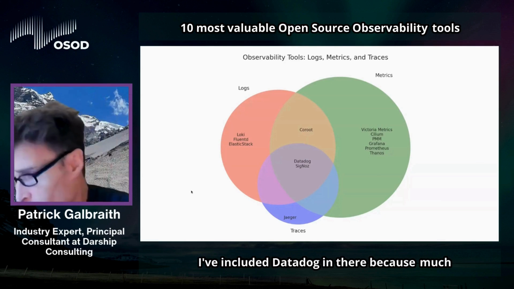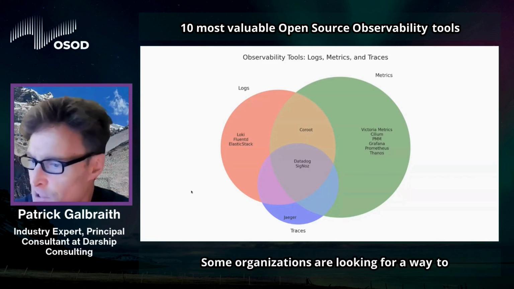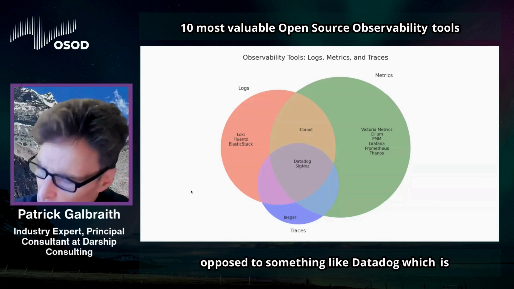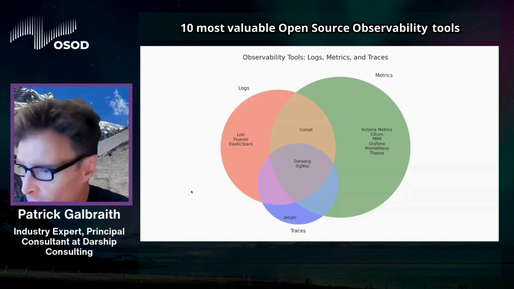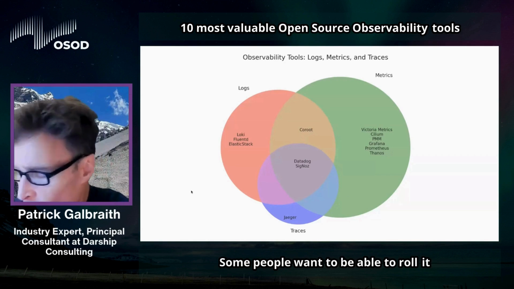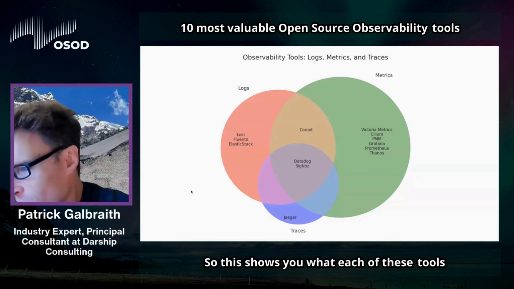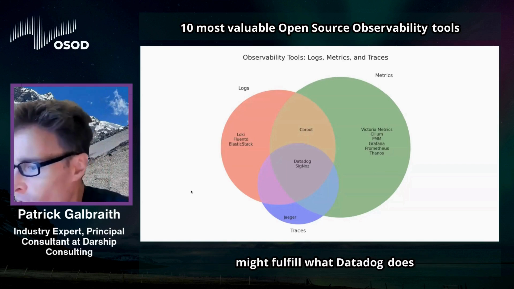I've included Datadog in there because much of what we're talking about is that some organizations are looking for a way to save costs and use open source tools as opposed to something like Datadog, which is a great tool. Some people want to be able to roll it themselves. So this shows you what each of these tools does and where they fall.